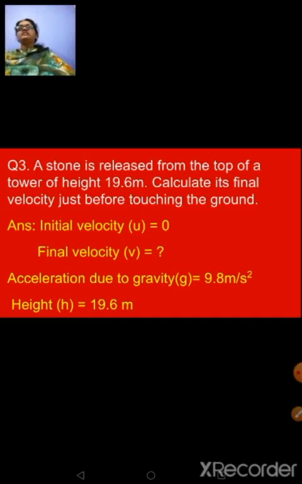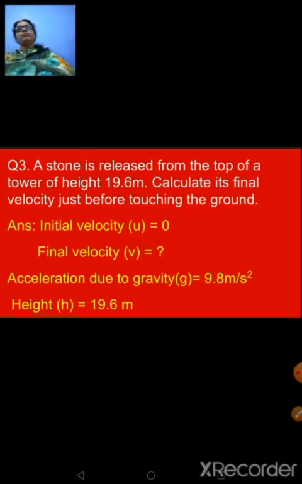But the letters a and s should be replaced with g and h. s is the distance. Here distance is noted with the word height. And a should be replaced with g, because we are talking about objects that are thrown towards the ground from a height. We know that the value of small g on the surface of the earth is 9.8 meter per second square. So what are the terms given here? Initial velocity is 0, which is represented with the letter u. Final velocity is to be calculated, v. Acceleration due to gravity on the surface of the earth, small g, is 9.8 meter per second square.